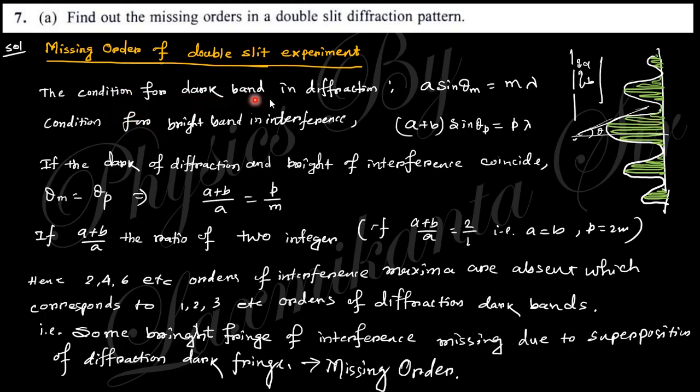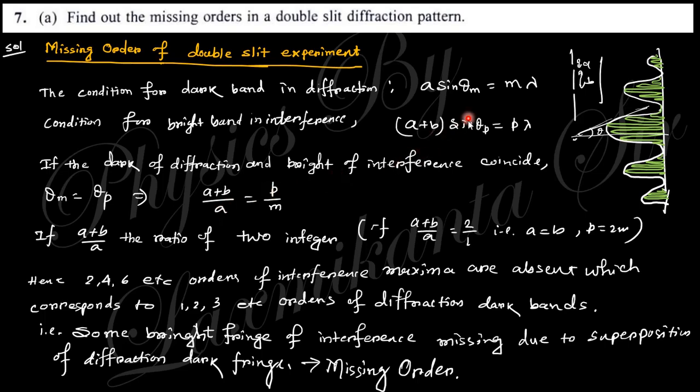The condition for the dark band of the diffraction is like that. The condition for the bright band of interference is like that. At a particular angle, these two are the same. That is, the bright fringe of the interference coincides with the dark fringe of the diffraction, and finally it becomes a dark band. There is no bright band, right?